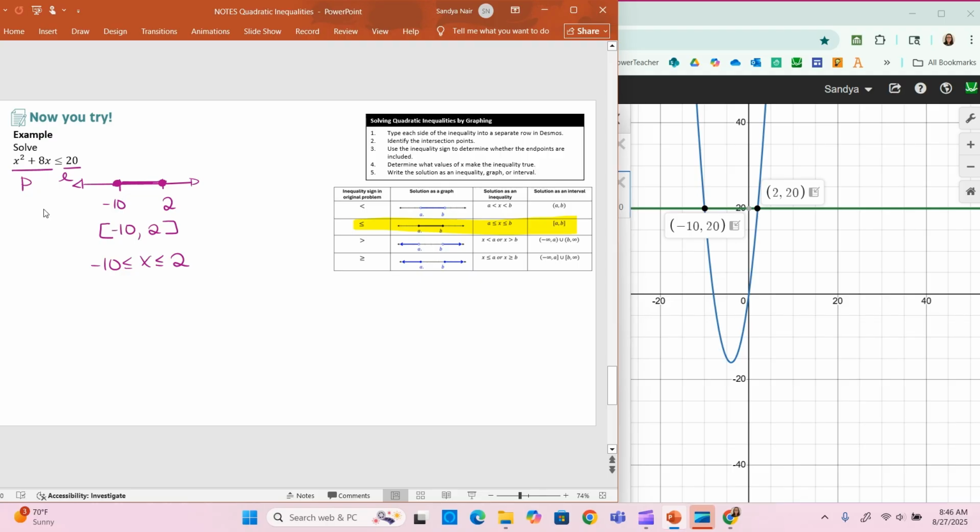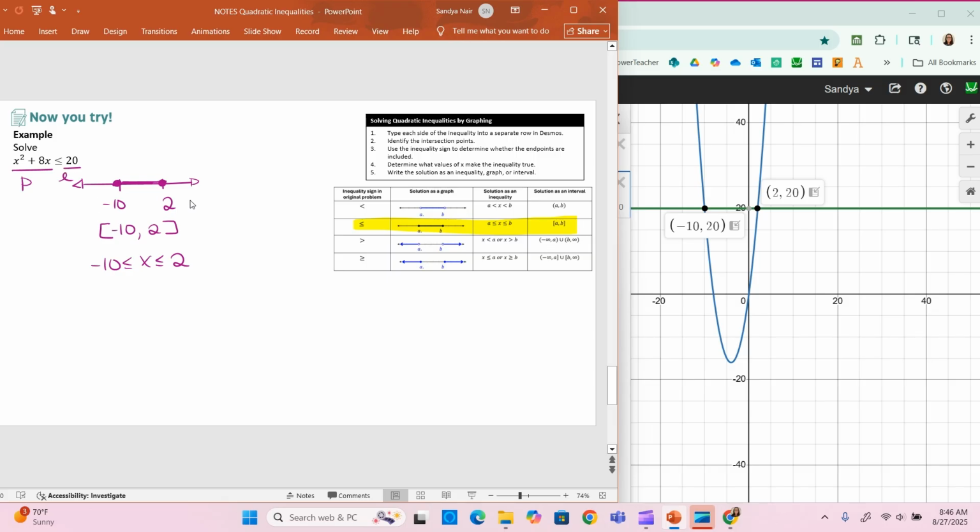Here I'm looking for places where my parabola is less than or equal to the line. So I want to find where on my graph the parabola is below the line. And you can see that's right here in this region from -10 to +2. Now let's use the chart to help us figure out how to write the solution.